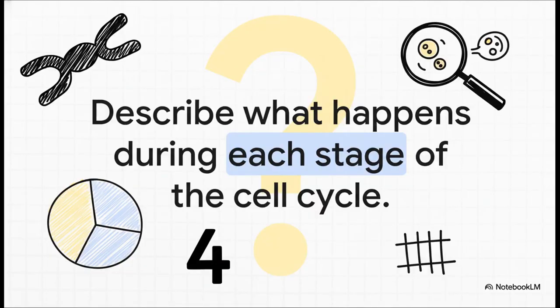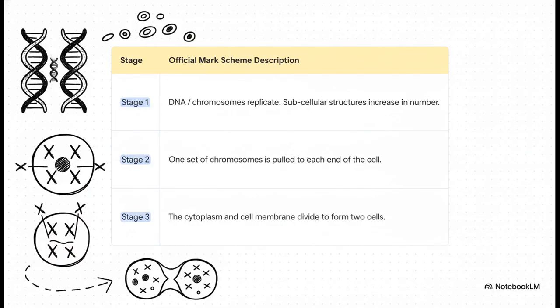And here we are, the grand finale of this question. This one is worth a hefty 4 marks. Now, the key command word is describe. This tells us they don't just want a list, they want an explanation of what actually happens in each of these stages. So let's break down where those 4 marks come from.